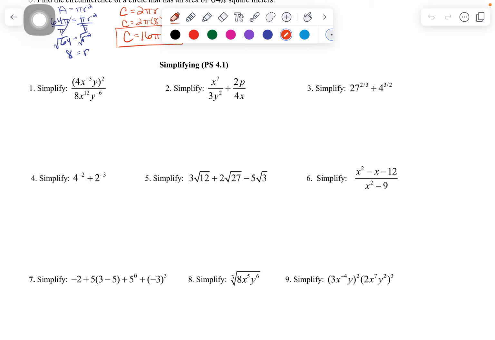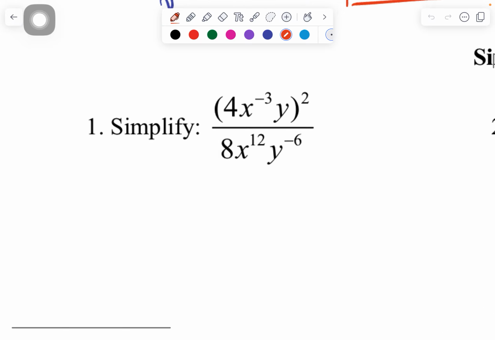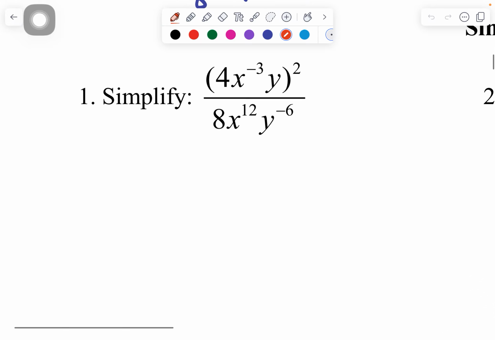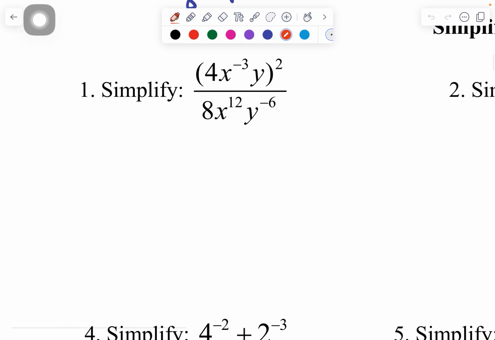All right, this is going to be the video for indicator 4.1 on the final exam review. Lots of simplification. So I'm going to jump right into question number 1 here. And we have basically a whole bunch of exponent rules going on.